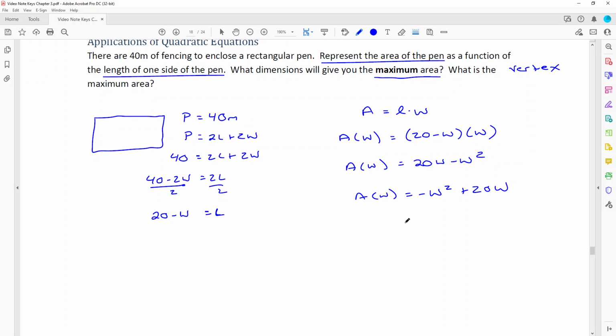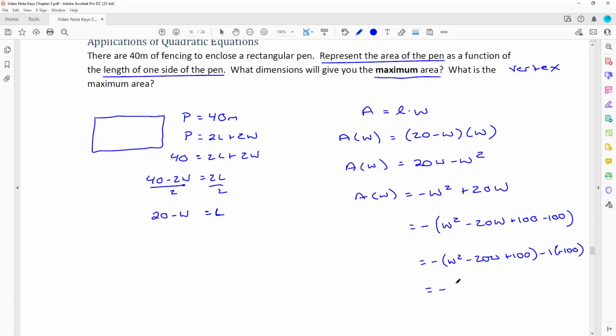We have 2 methods. You can use the formula, negative b over 2a, or you can complete the square. Now I know you guys are perfectly capable of plugging into a formula, so I'm going to demonstrate completing the square. So I'm going to factor out the greatest common factor of negative 1 to be left with W squared minus 20W. Then I'm going to complete the square by taking half the middle term, which is 10, squaring it, adding it, and subtracting it. And then I'm going to take the negative out, so W squared minus 20W plus 100, and negative 1 times negative 100.